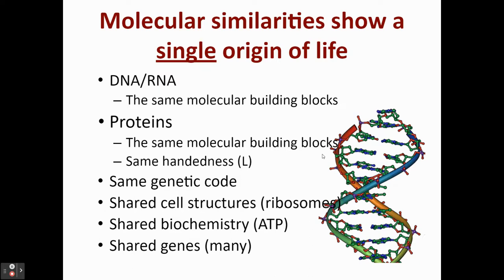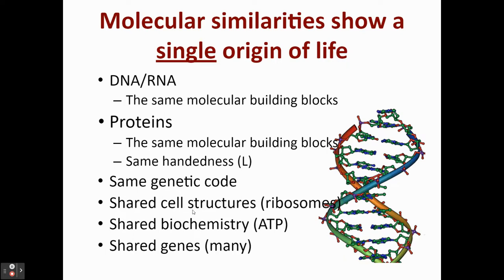Okay. And here's some other evidence. Again, molecular similarities show a single origin of life. All organisms that we know of on this planet use both DNA and RNA in order to encode information. All organisms on this planet use the same subset of 20 to 21 amino acids in order to build proteins. And there's this thing up here, same handedness. They can be either right-handed molecules or left-handed molecules. When you get into chemistry, you'll learn about that, unless you already know about it. But all living organisms use left-handed molecules.